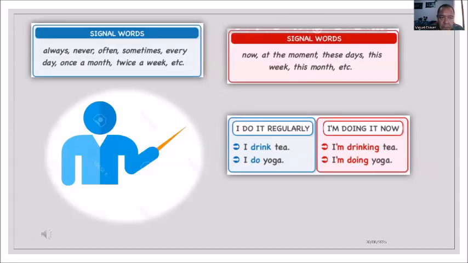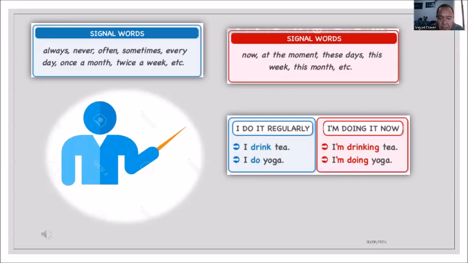We use adverbs and expressions of frequency with the present simple to talk about how often something happens. Some of these words are always, never, often, sometimes, every day, once a month, twice a week, etc. We use the present continuous with time expressions that mean now or around now. Some of these expressions are now, at the moment, these days, this week, this month.